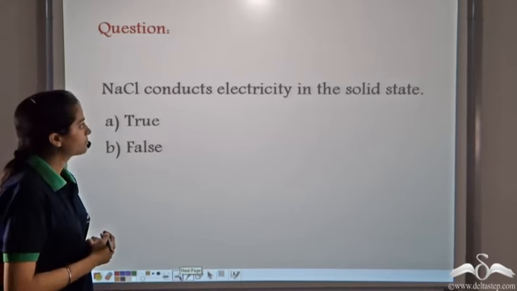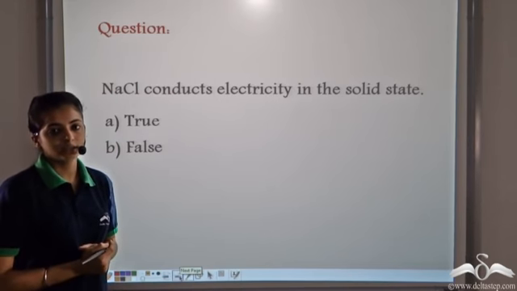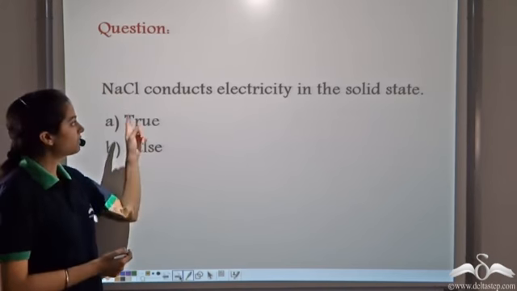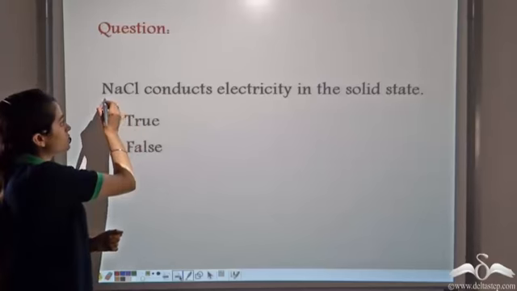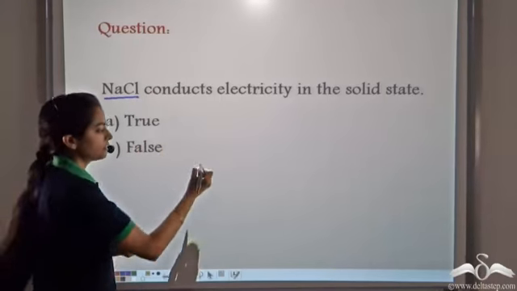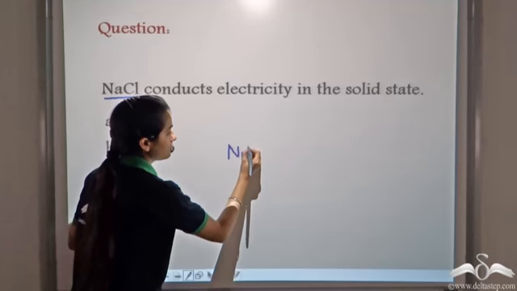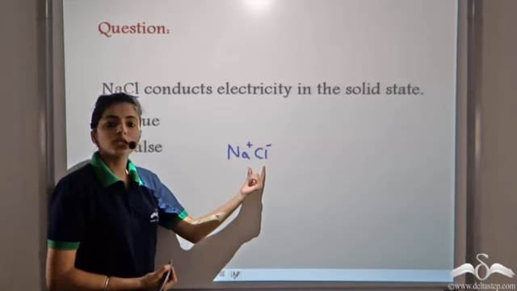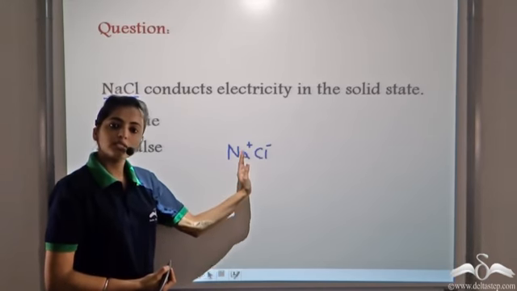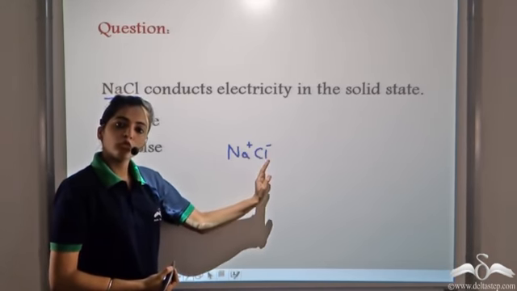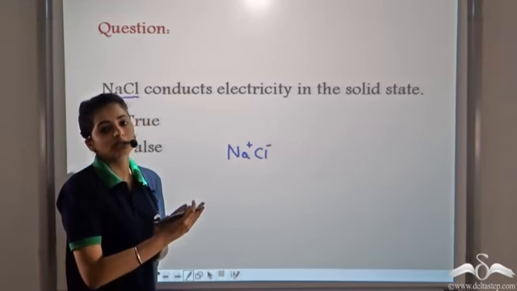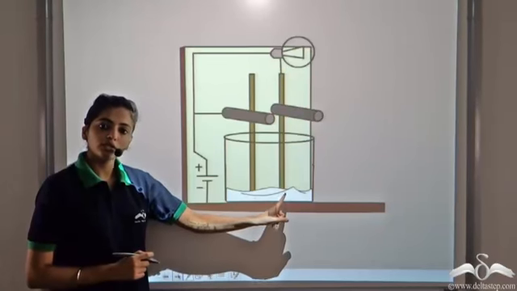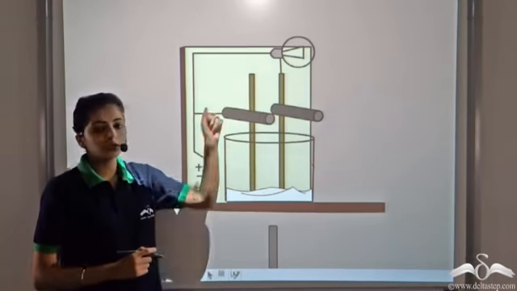Let's do a question here. NaCl conducts electricity in the solid state. Is it true or false? So when we have NaCl, that is sodium chloride, in the solid state, the sodium ions and chloride ions are strongly bonded to each other by electrostatic forces of attraction. So the sodium ions and chloride ions are not free. They do not form separate ions and so they do not conduct electricity. Now we know that when we take solid sodium chloride or solid salt, there is no flow of electricity, so the bulb does not glow.